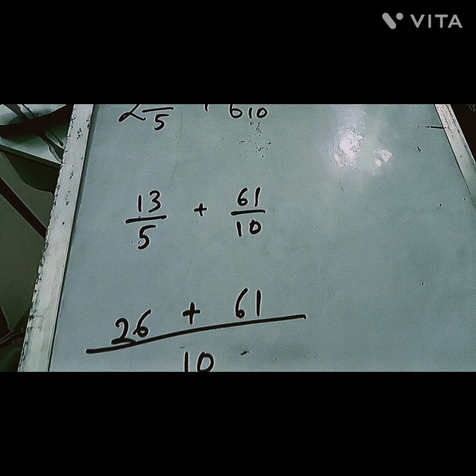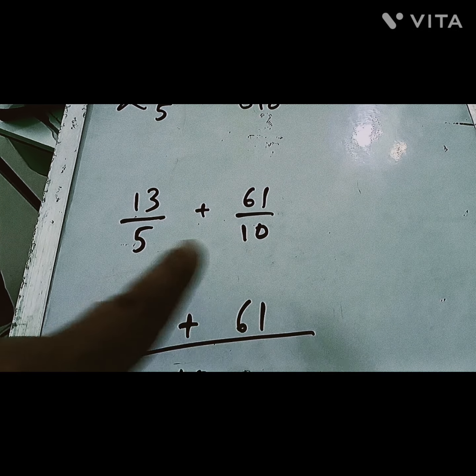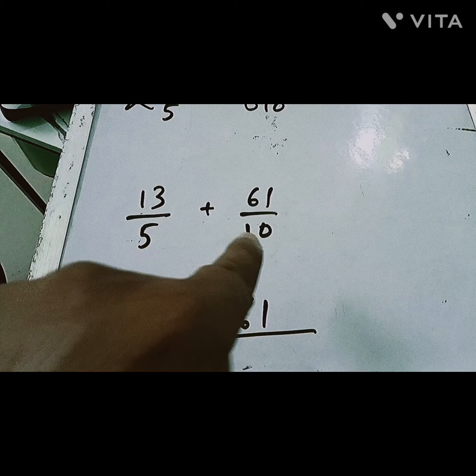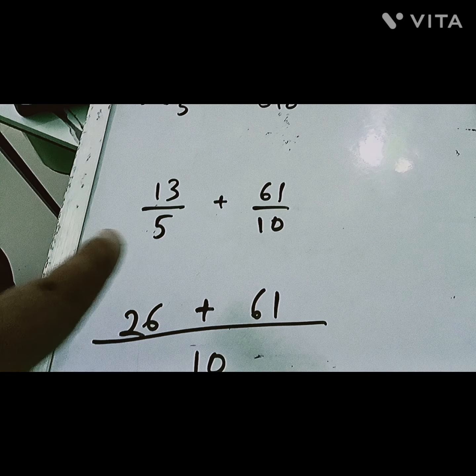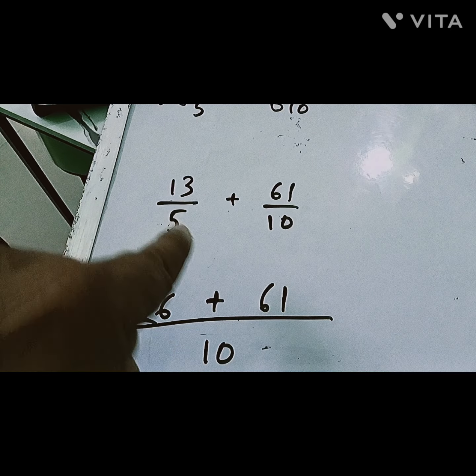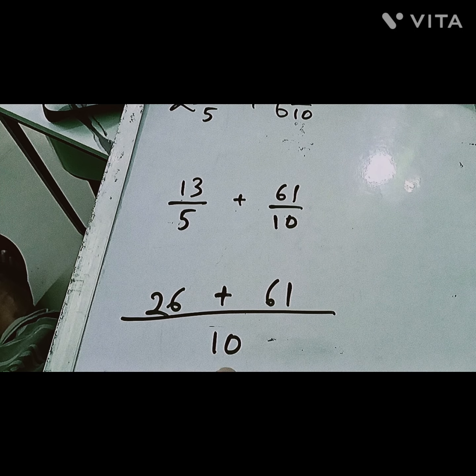Next, as you can see, 5 and 10. So 10 can be the LCM, because 5 into 2 is 10 and 10 into 1 is 10. So both the denominators have a common number, 10. So 10 can be the new LCM.